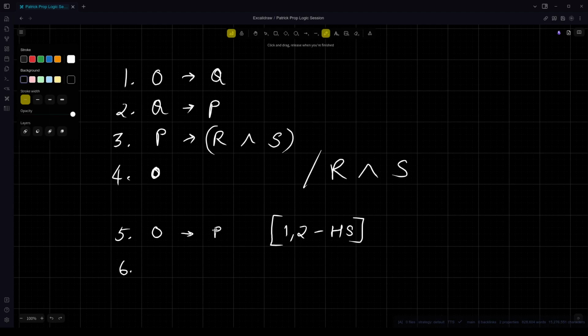So O implies P, then P implies R or S. So then it's O implies R and S. Sorry, I said or, but it's a conjunction. And then we did it on 3 and 5, again a hypothetical syllogism.